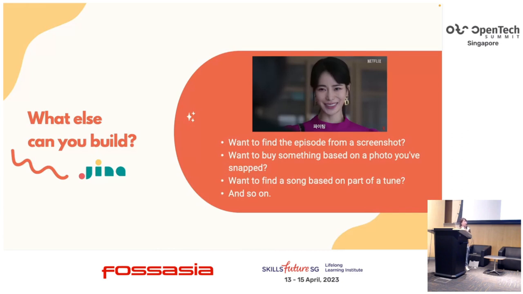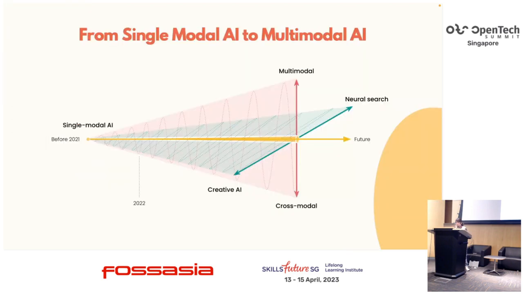And essentially, if there are other search apps of interest or things that you're trying to solve pertaining to search, I think there's a lot that these platforms can do, right? So Yeonji has a lot of crazy smirks in this drama. If you want to find which episode this particular screenshot is from, you can build that. Or if you want to buy stuff based on a photo of something that you've seen, you can also do that, and so forth. Yeah.